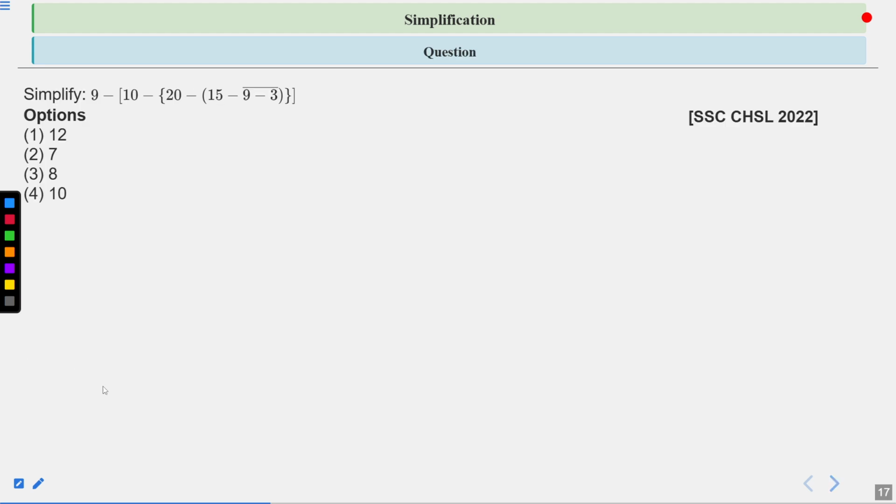Now simplify 9 minus large bracket 10 minus medium bracket 20 minus small bracket 15 minus 9 minus 3 line bracket or bar bracket, and all the brackets are closed. Small bracket closed, medium bracket closed, and large bracket closed. And this question was asked in the SSC CHSL exam in 2022. So there are 4 options. First one is 12, second is 7, third one is 8, and fourth one is 10. Now you have 10 seconds to analyze the question. Your time starts now.